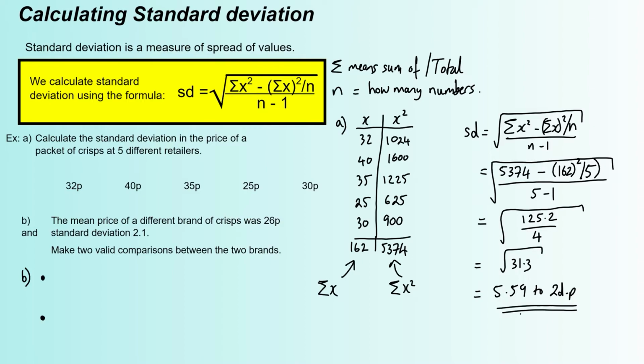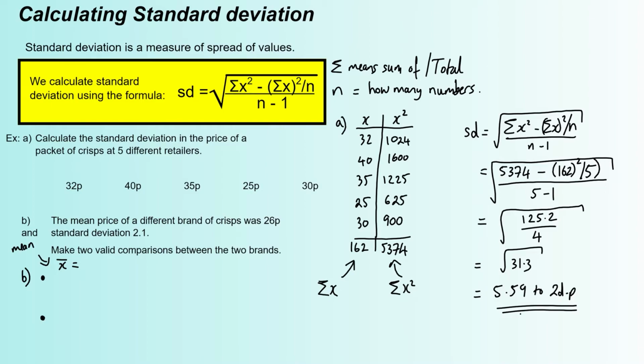You're looking to compare, first of all, the mean and then the standard deviation. The problem is that for part A, we didn't actually have to calculate the mean because this formula doesn't need the mean value. The mean in standard deviation questions is typically represented by a little x bar. So I'm going to calculate the x bar here, which is the mean.